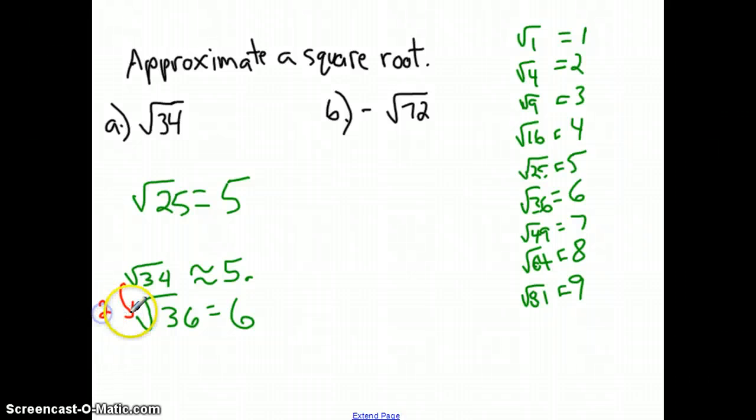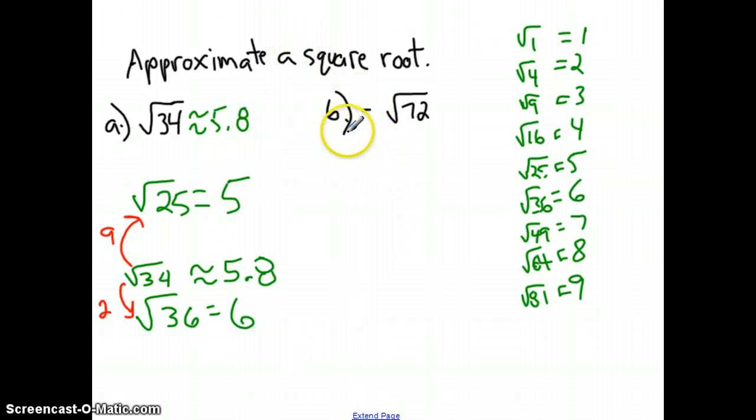Then what I'm going to do is look at how far it is from there to there. Well, that's a distance of 2. And how far it is from here to here, which is 9. As I look at this, well, the square root of 34 is much closer to the square root of 36 than the square root of 25, so the square root of 34 is going to be closer to 6 than it is 5. So I would approximate this might be 5.8. So I'm going to approximate the square root of 34 at 5.8. Okay.